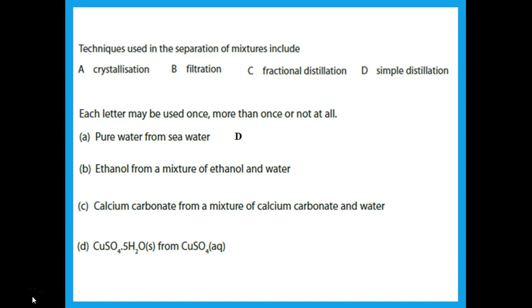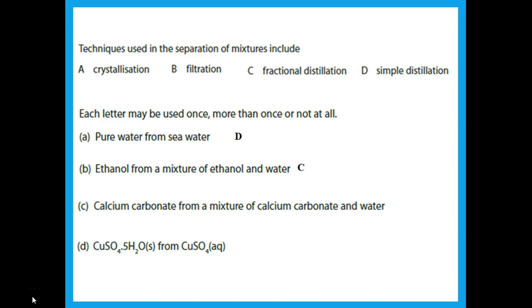Okay? Ethanol from a mixture of ethanol and water. Remember that ethanol is a liquid, water is a liquid, so this is a mixture of liquids. How do we separate a mixture of liquids? By fractional distillation.